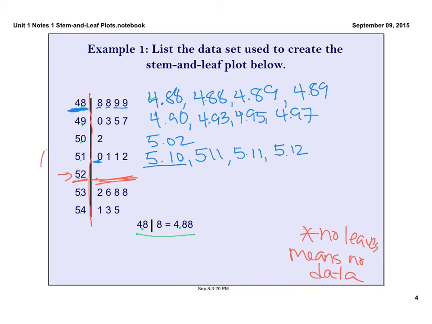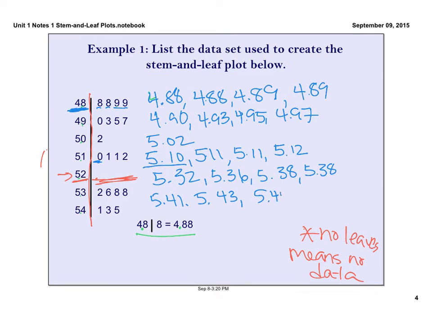So 5.32, 5.36, 5.38, and 5.38 again. The last row, 5.41, 5.43, and 5.45. All right, so there's our data set. Our data set is all inclusive right here.